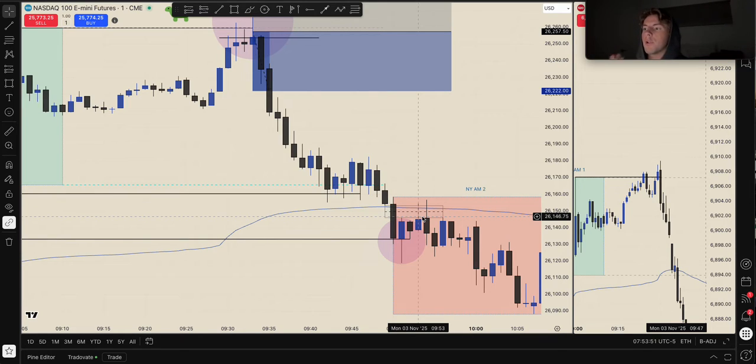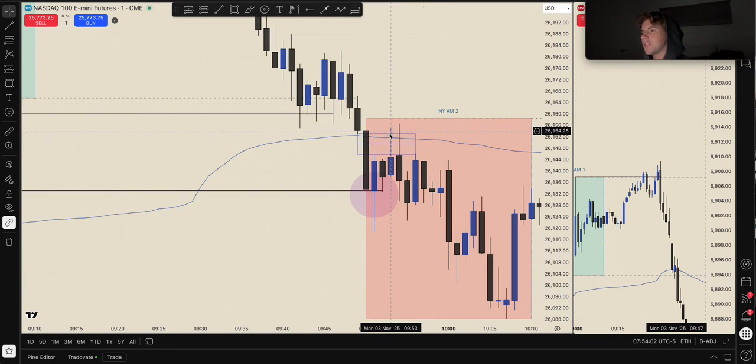You see the turtle soup, you're like, okay, there's my manipulation. That's what I like to see. Now I want to see what it does within this imbalance. Okay. So in the imbalance, you see it wicks to come back down twice. You know instantly, it's not my trade. It's not going to play out.